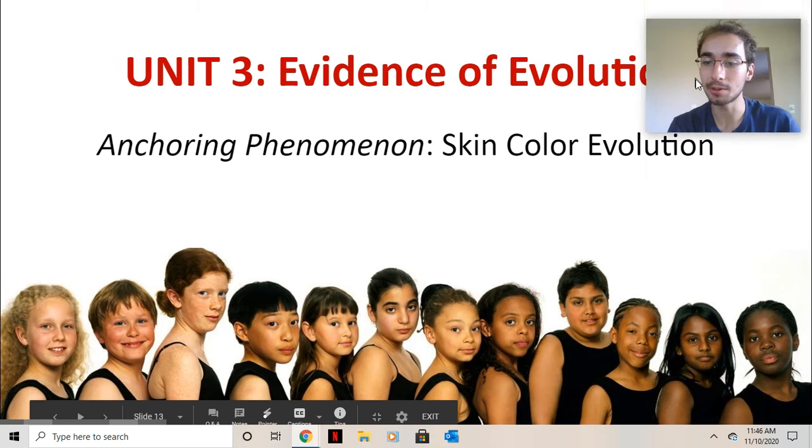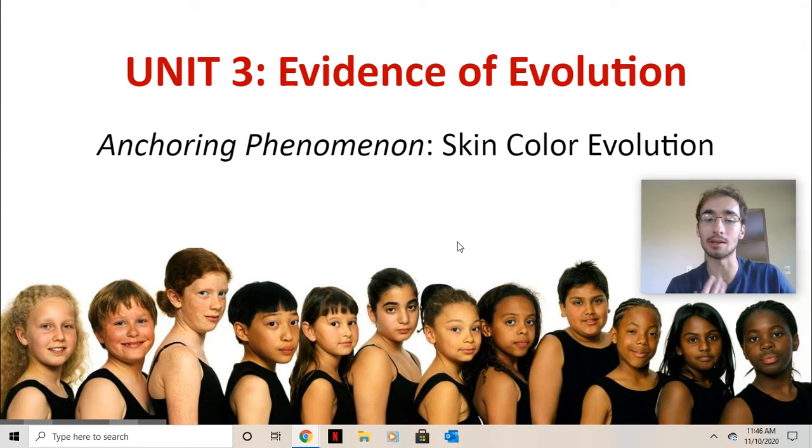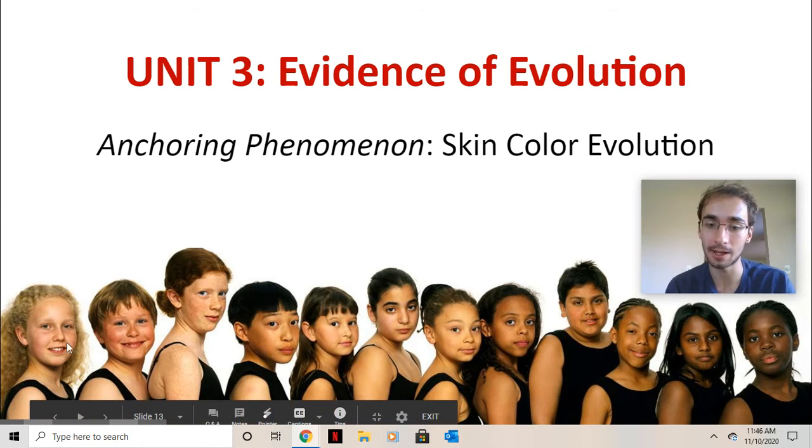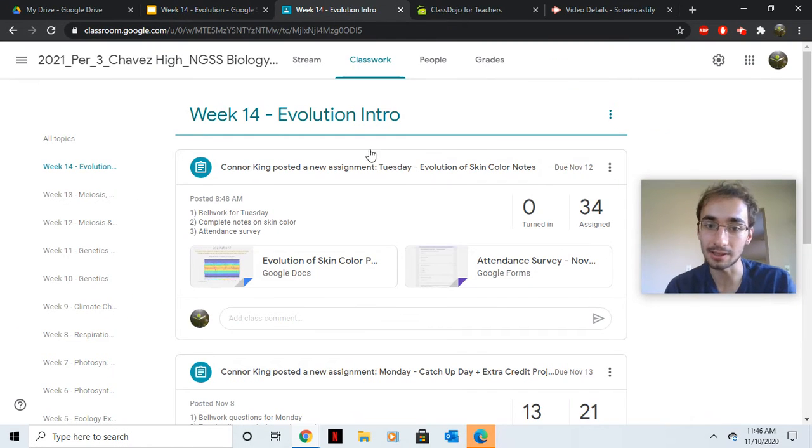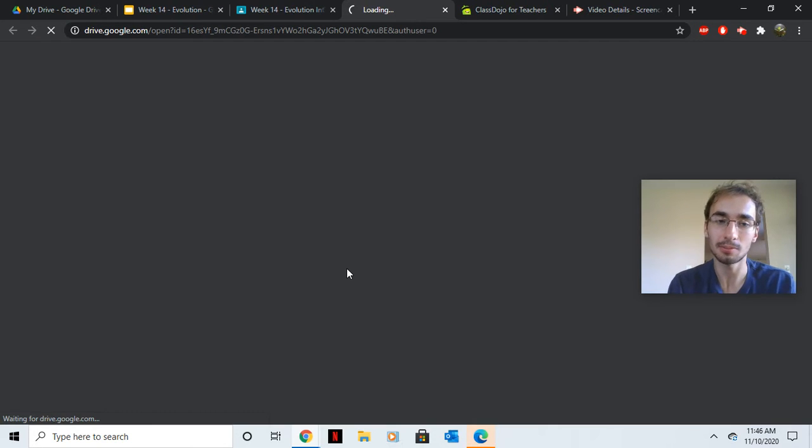So our new unit is evolution. To go over evolution, we're going to talk about how skin color has evolved over time, how it's changed, and why we now have a huge spectrum of skin color. So first, you're going to do some data analysis. Go to Tuesday, evolution of skin color notes, and pull it up right here.